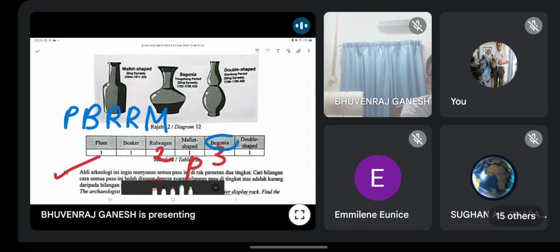This one I use symbol G, guys, because if not, you'll repeat. I use G. Begonia, I use G, and then D. Okay, we have to arrange all of this. So now, guys, first thing you all must know.